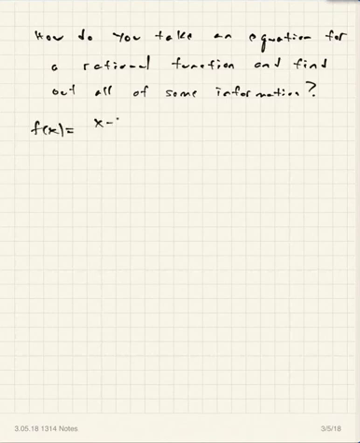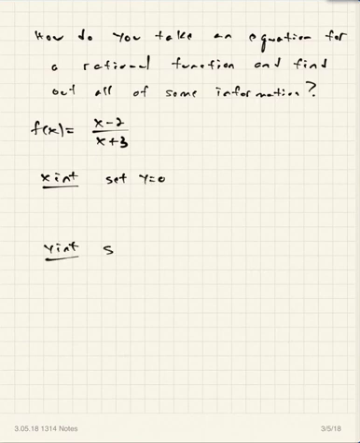The intercepts are easy to find when you have a rational function. This is an example of a rational function here. And the reason why the intercepts are easy is because you do the same thing that you've always done for intercepts. For the x-intercept, you set y equal to 0. For the y-intercept, you set x equals 0.